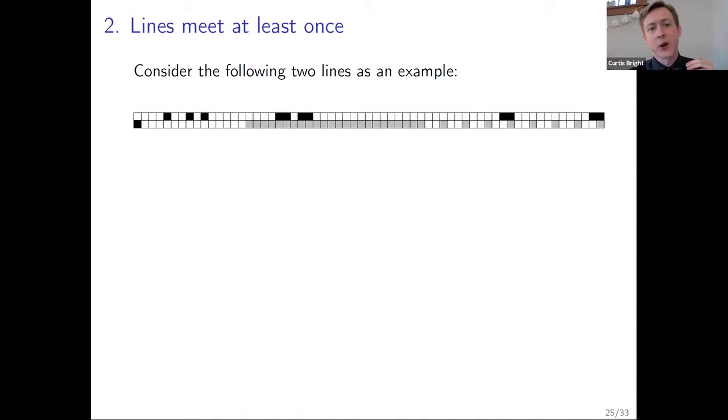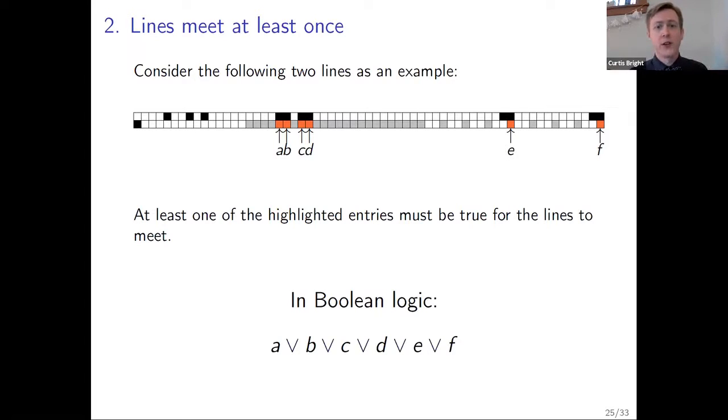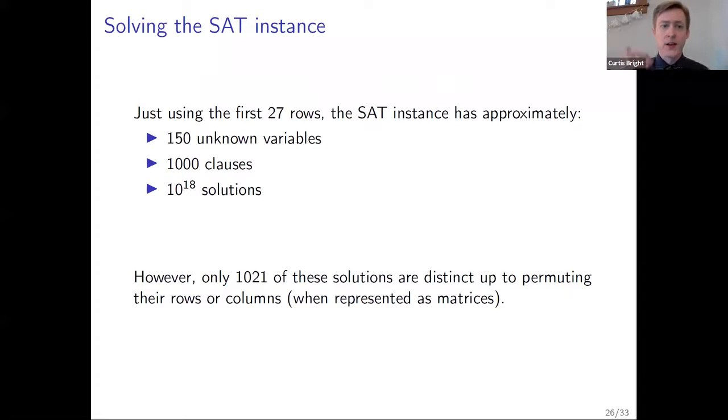Then let's say we want to encode they meet at least once. So again, take the same two lines, but this time we want to look at these 6 entries. Now these entries cannot all be false. If they were all false, then the lines would not meet at all. Their inner product would be 0 by inspection. And so what you come up with is another clause. And again, you can give this to the SAT solver. There'll be lots of clauses which look like this. They form the encoding.